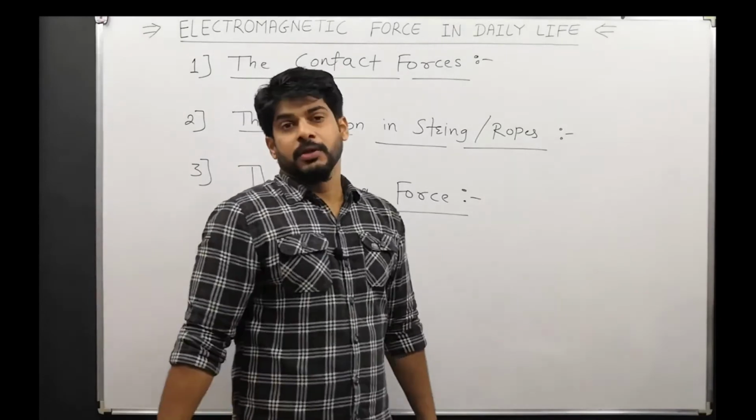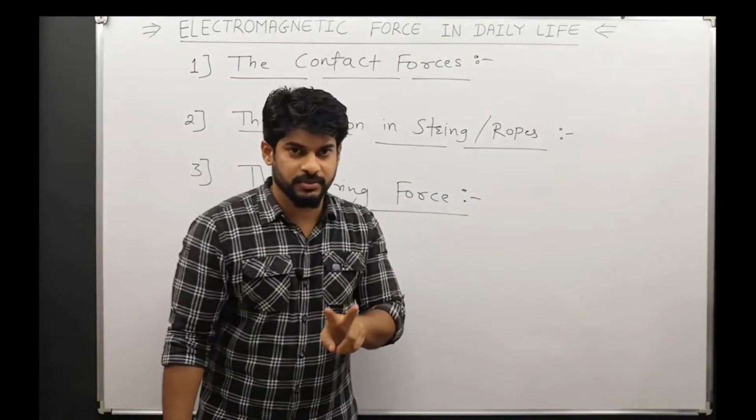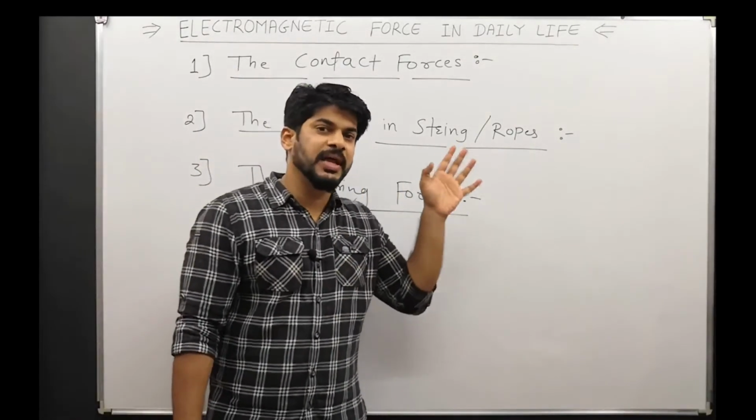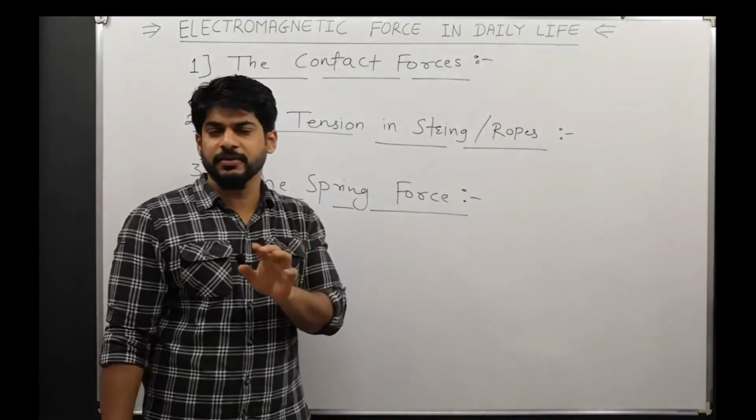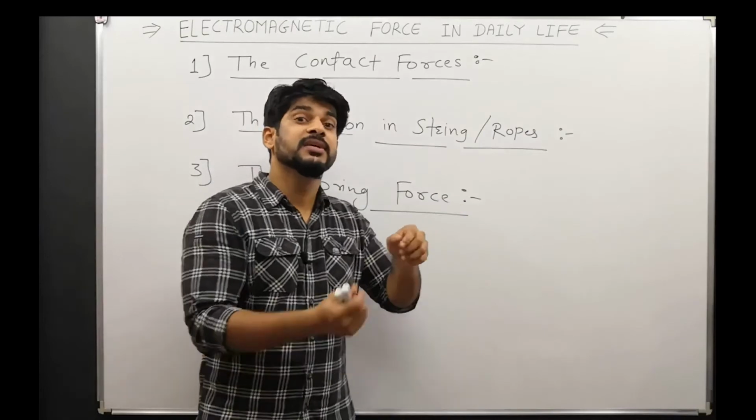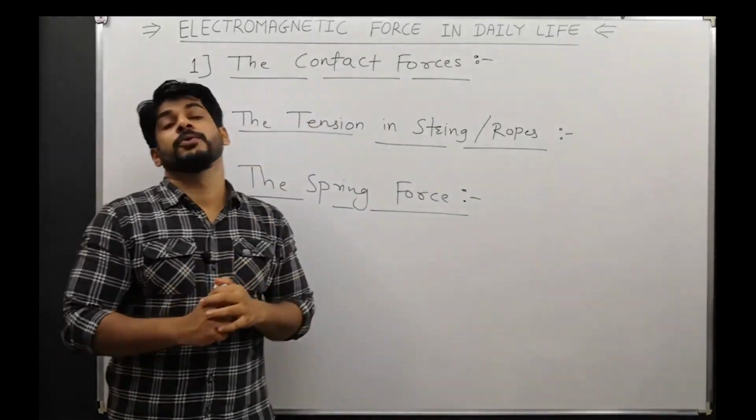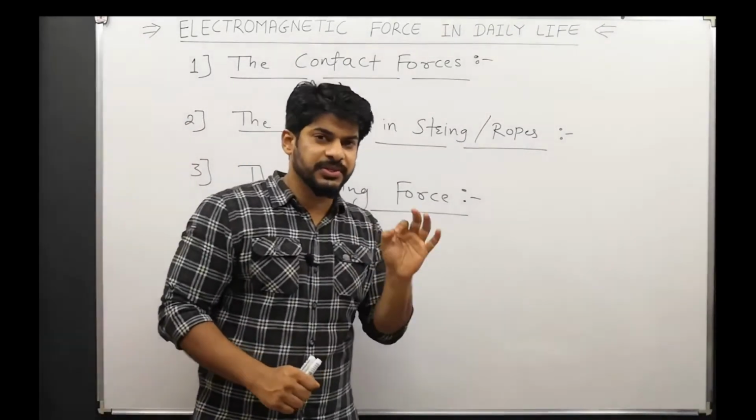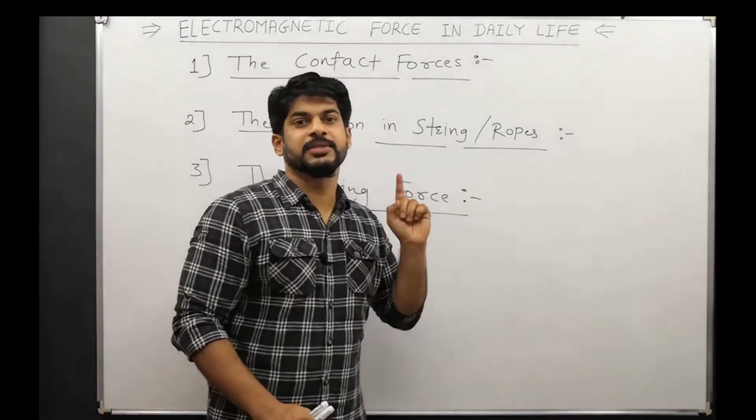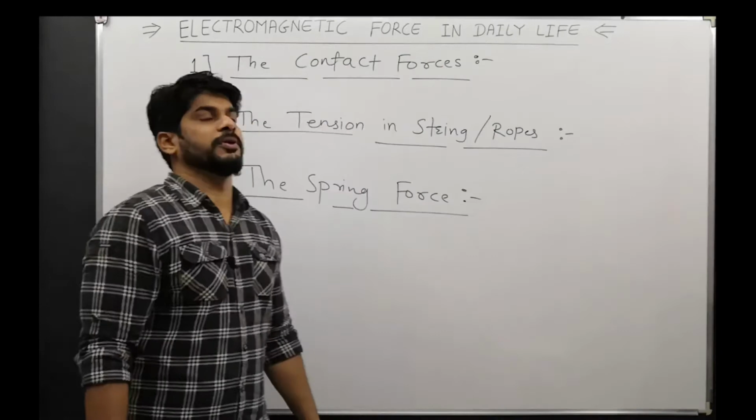Now actually the spring comes in three states. One is its natural state, second would be its compressed state, and third would be its elongated or stretched state. So these are the three states: the natural state, the compressed state, and the elongated or stretched state.